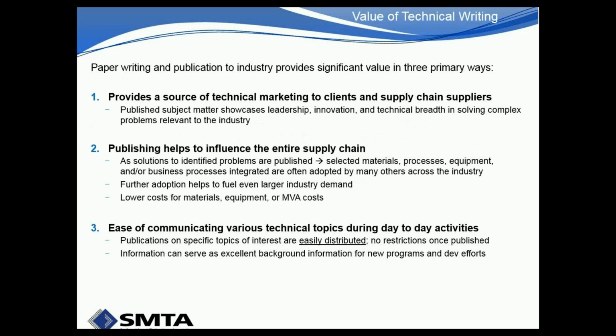Second, publishing helps to influence your supply chain. As solutions are identified for the problems that you face and those are overcome, you can influence others around you. This adoption helps to fuel even larger industry demand for your solution, and it ultimately lowers costs for materials, equipment, or your manufacturing value add costs.